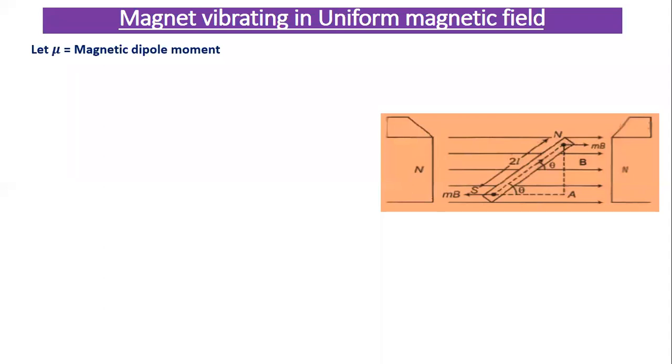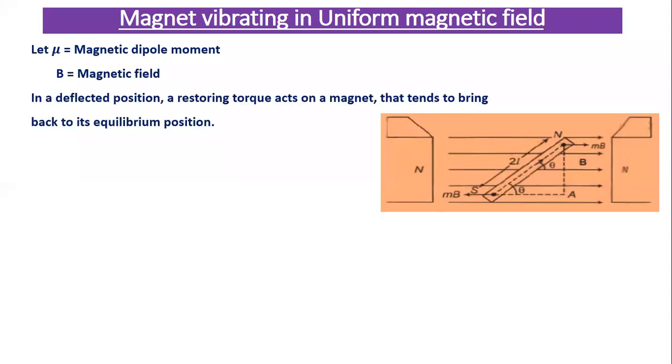Let me consider mu as the magnetic dipole moment. We can use capital M also for the magnetic dipole moment, but here in this chapter on oscillation they use mu. So I use mu for the magnetic dipole moment, but in one of the chapters related to the magnetic field we use capital M also. So mu is the magnetic dipole moment, and B is the magnetic field. In the deflected position, a restoring torque acts on the magnet that tends to bring it back to its equilibrium position.